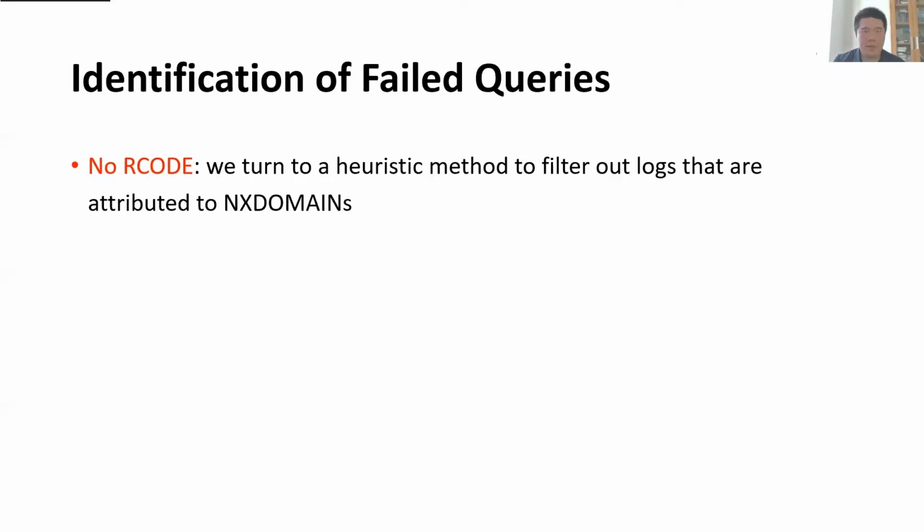As mentioned before, we are interested in failures caused by DNS infrastructures instead of NXDOMAINs. However, we do not have the response code in our dataset and thus are unable to check for no error, NXDOMAIN, or other status. To address this problem, we turn to a heuristic method to filter out logs that are attributed to NXDOMAINs.